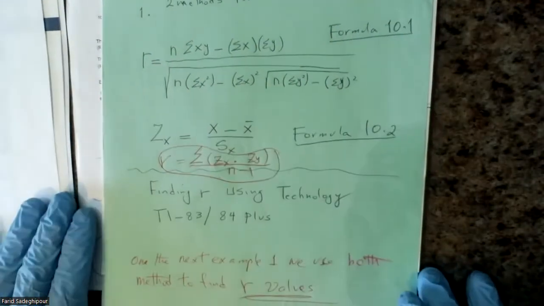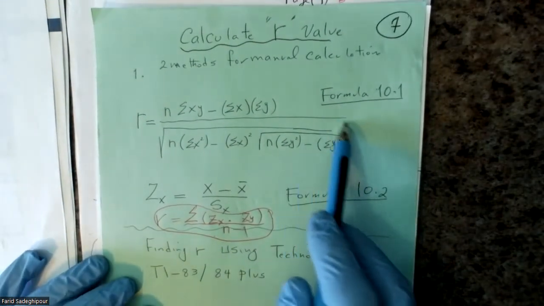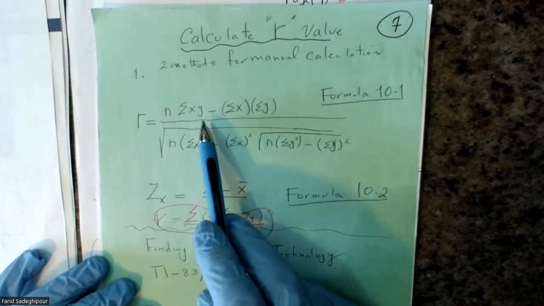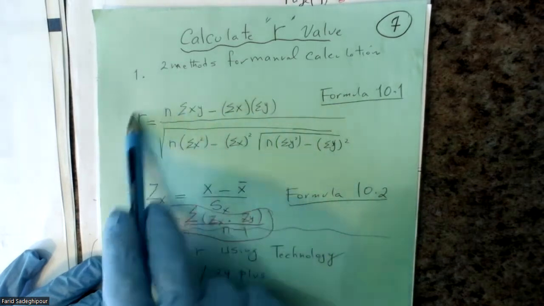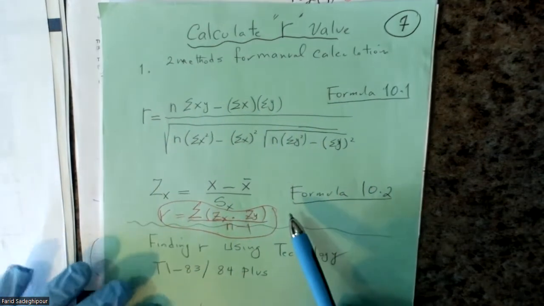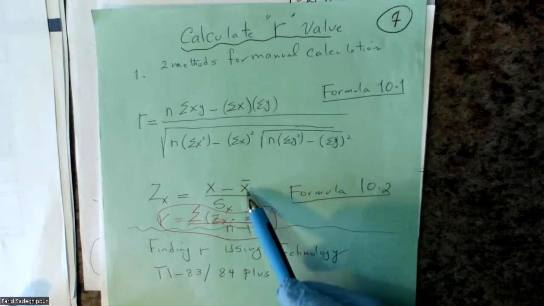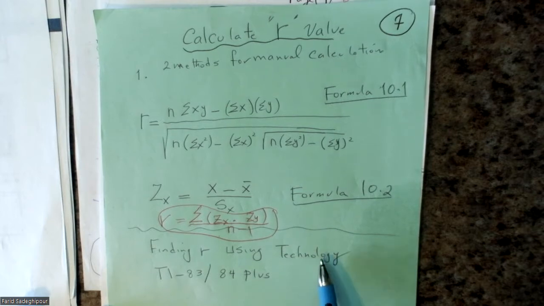The value of R can be calculated using different methods. One method is using this formula. If you have all the X values and Y values and you want to calculate R, you could use this formula. Or there is another formula that deals with the mean of X and the standard deviation of X. Or you could use technology, which is the easiest way to do it.